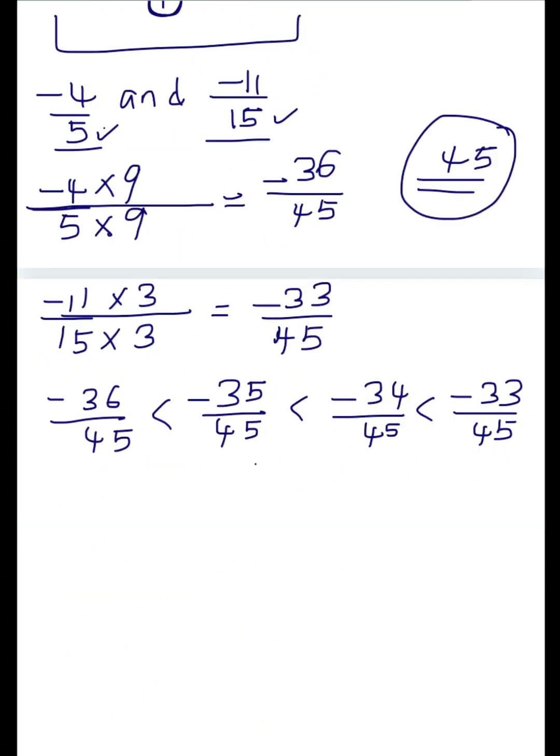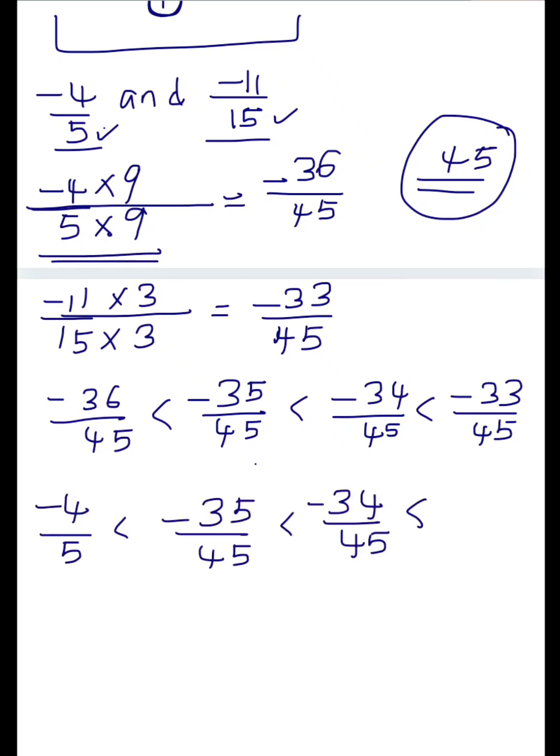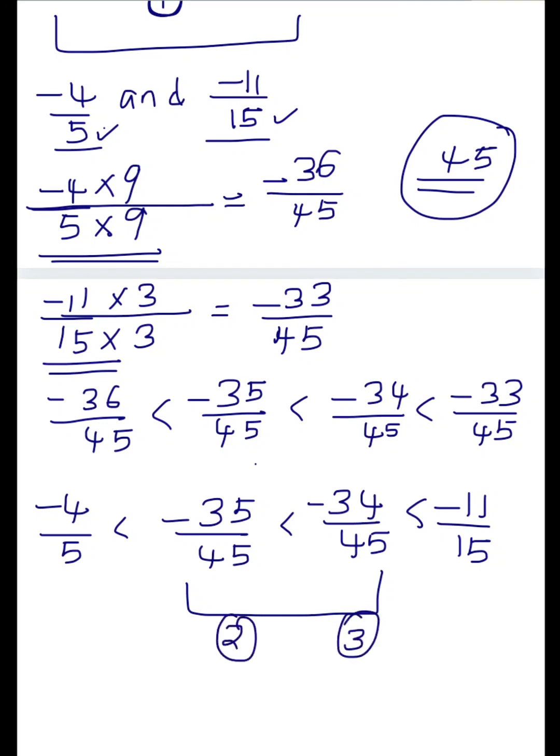So what is minus 36 by 45? Actually, it's minus 4 by 5. And what is minus 33 by 45? It's minus 11 by 15. Okay. So you have found out two more rational numbers. That means 3 rational numbers in total you have found out.